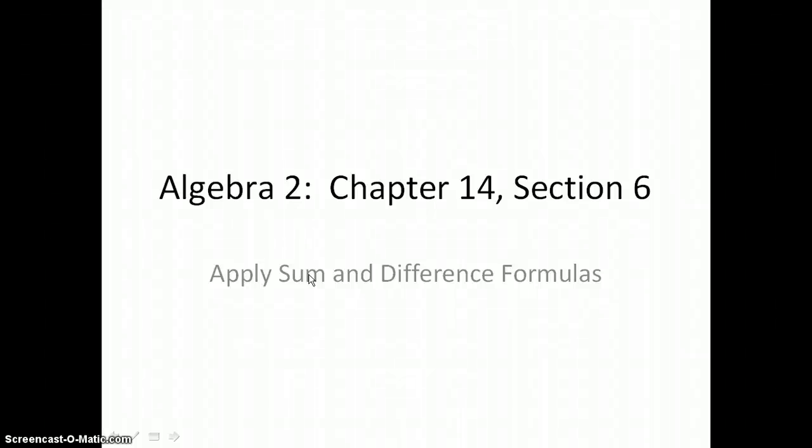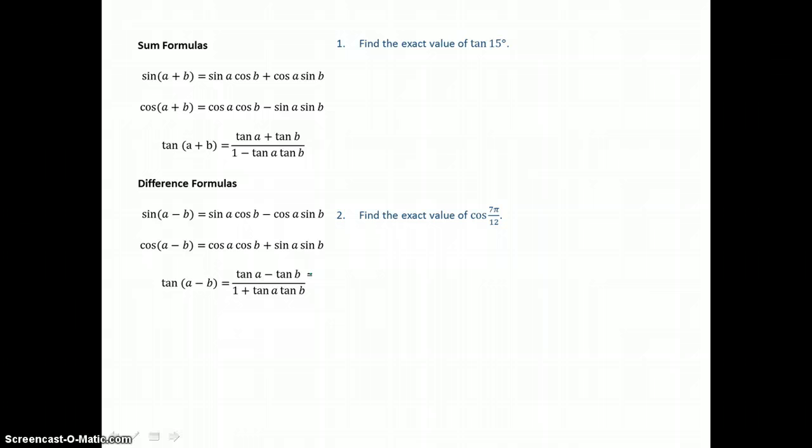In lesson 14.6, you will apply the sum and difference formulas. In our first example, we want to find the exact value of the tangent of 15 degrees. Now 15 degrees isn't a special angle, so we want to rewrite that 15 degrees in terms of special angles, and I'm going to write it as 60 degrees take away 45 degrees.